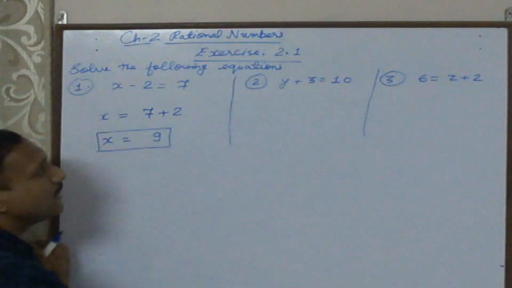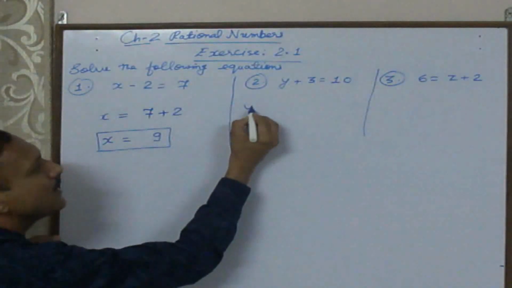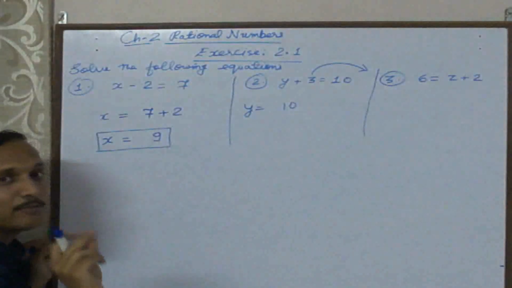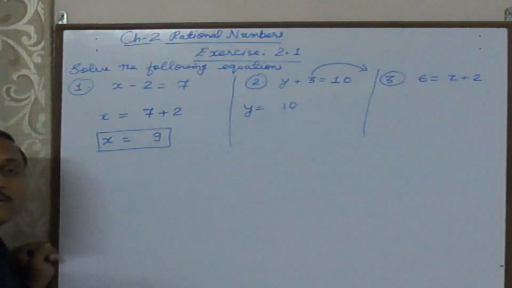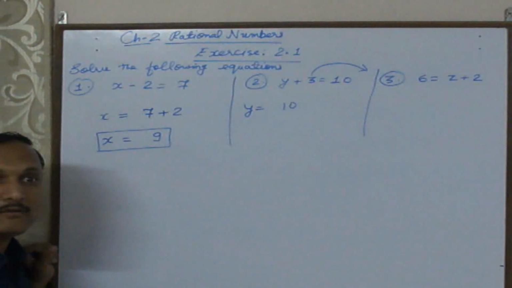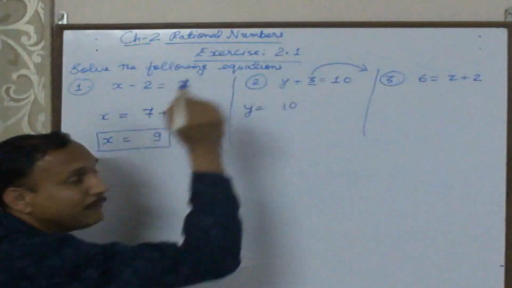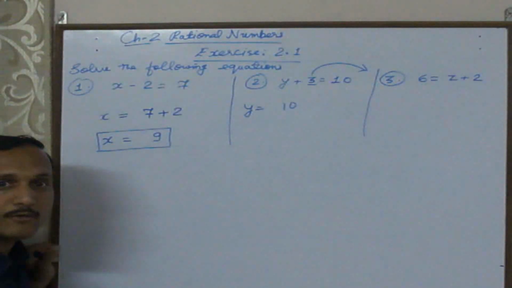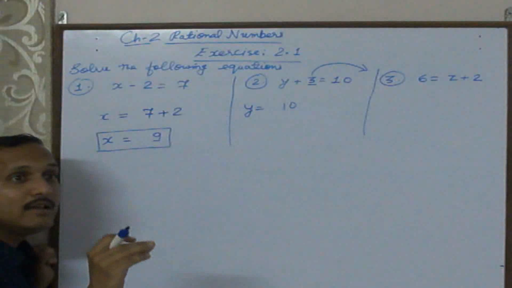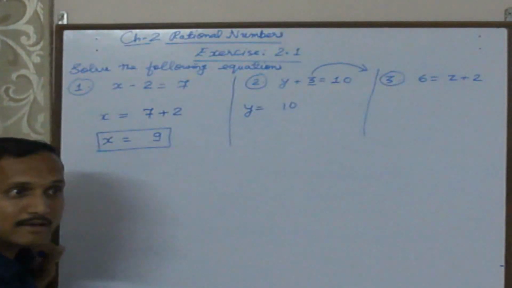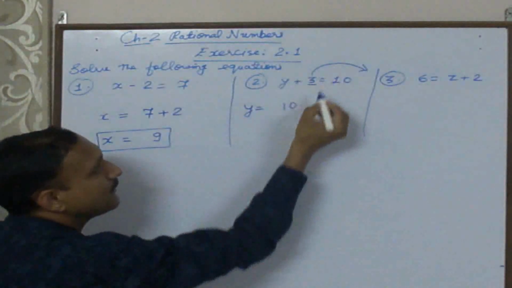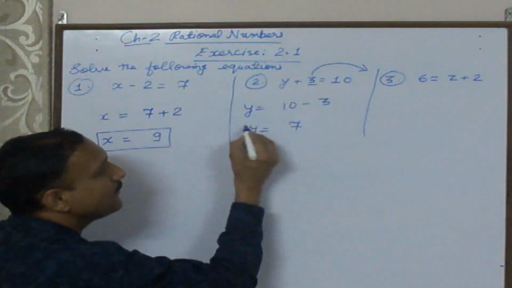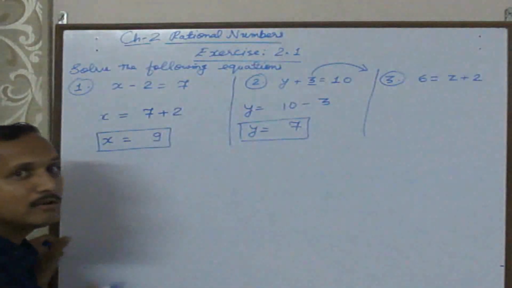Now let us do another one. Again here also what we have to do, we have to transpose 3 to the other side. Transposing means changing the side of the equation. When we are transferring numbers from one side to the other side, the number will change its sign. Plus becomes minus and minus becomes plus. So plus 3 will go there as minus 3. So y equals 10 minus 3, 7. So this is one more simple equation we have solved.